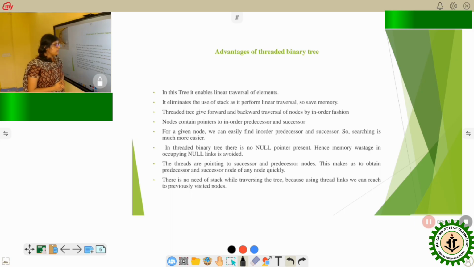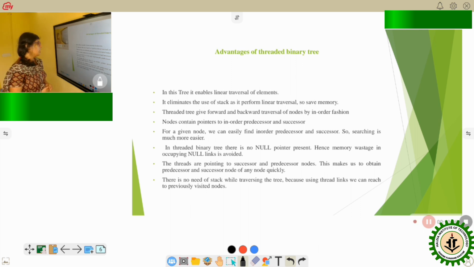Threaded trees give forward and backward traversal of nodes in in-order fashion. Now what is the in-order fashion for the traversal of a binary tree? In-order fashion means left, root, right. So we will first traverse the left node, then the root node and then the right node. So this traversal can be made easy.